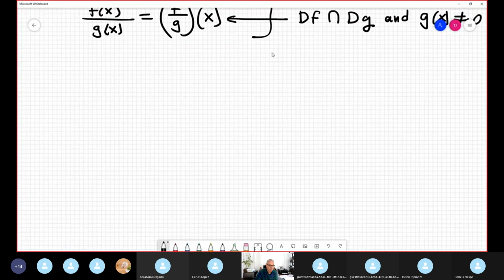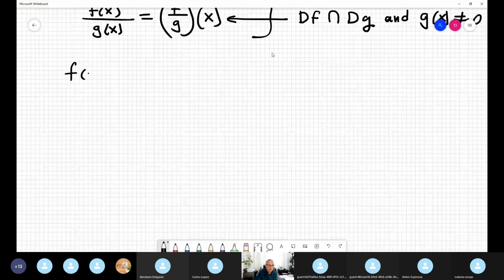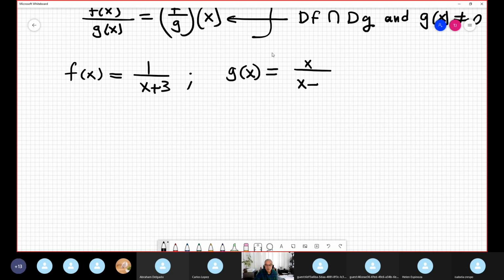Okay, suppose we are given two functions. Suppose f of x is equal to 1 over x plus 3, semicolon, and g of x is x over x plus 2. To practice, we need to find everything: addition, subtraction, multiplication, and division. Let's start with addition. Suppose we need to find f plus g of x.